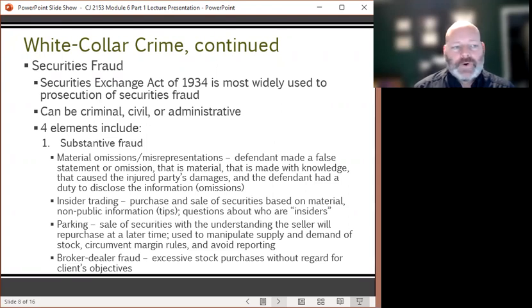A broker-dealer fraud is another type of substantive fraud. This is when excessive stock purchases occur without regard for any type of objectives that the client might have for their stock portfolio.